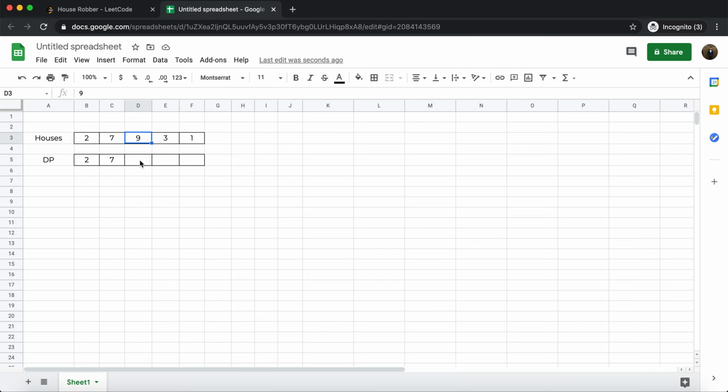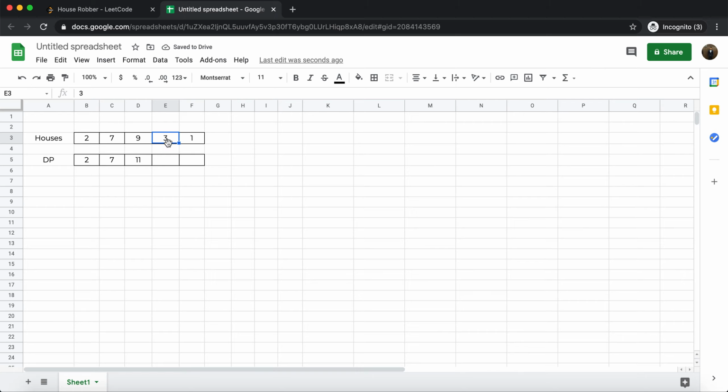Now let's include the third house, which is 9. Here we have 2 choices: we can rob the first house and the present one, or we can rob the previous house. If we rob the first house and this house, the maximum profit is 2 plus the current house 9, so 11. If we just rob the previous house, we only collect 7. So the maximum profit here is 11.